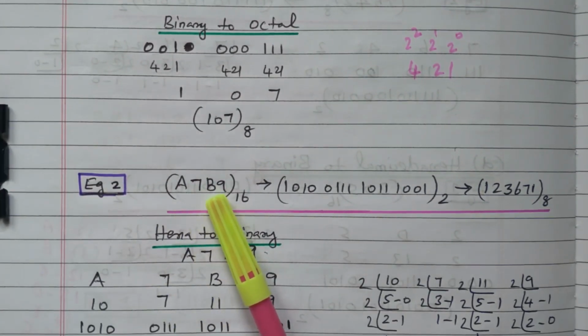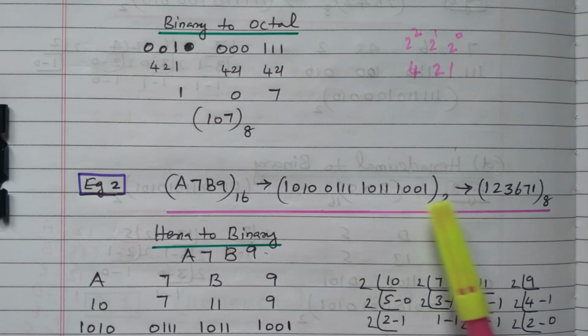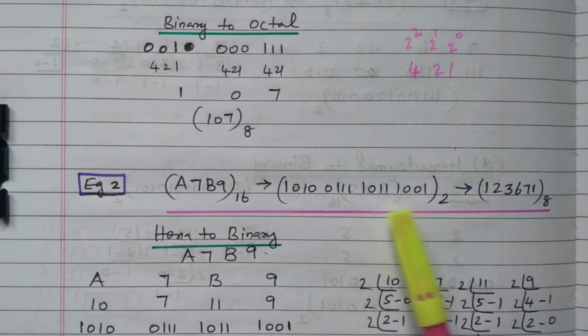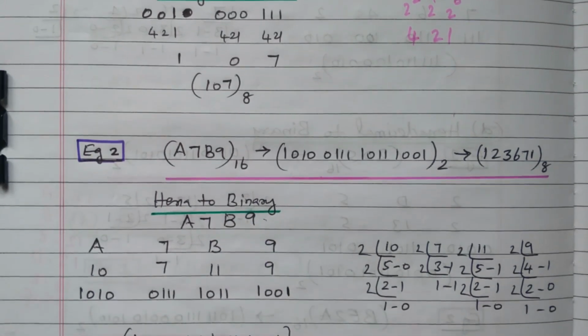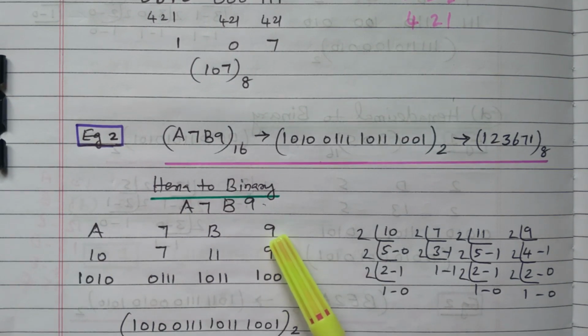A7B9. The given hexadecimal number is A7B9. So that should be converted into binary. From binary we can convert into octal. So indirect form. These are two stages available. First we will go to hexadecimal to binary. How will you convert hexadecimal? Write these 4 digits separately. A7B9. All are written separately.